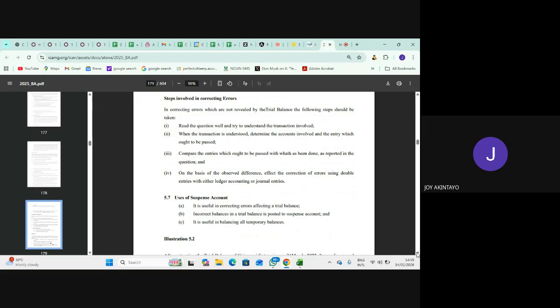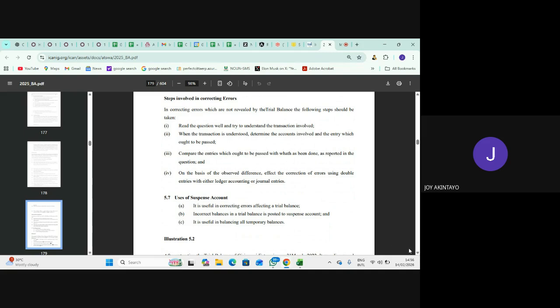Then another thing is incorrect balances in a trial balance are posted to the suspense account. Your incorrect balances in your trial balance, you use it, it's posted to your suspense account. The last one is it is useful in balancing all temporary balances. Are we together? We use it to what? It is used in balancing our what? Temporary balances.